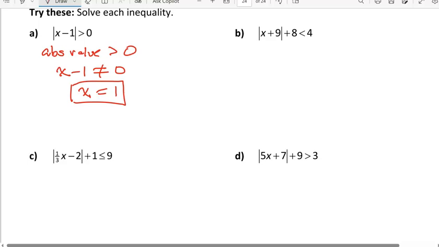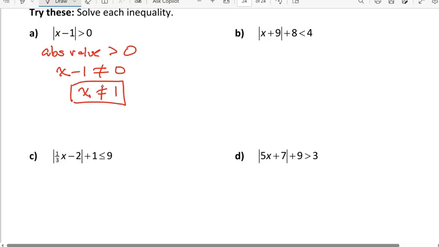So the only time when this inequality won't be true is when the absolute value is equal to 0, and that's when the inside of the absolute value is equal to 0. So it's only not true when x is 1. So our solution here should be actually x is not equal to 1.